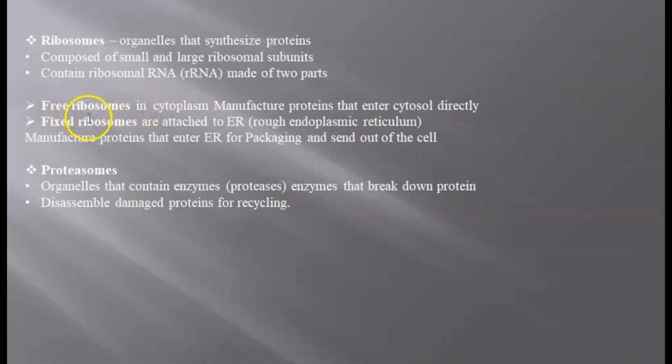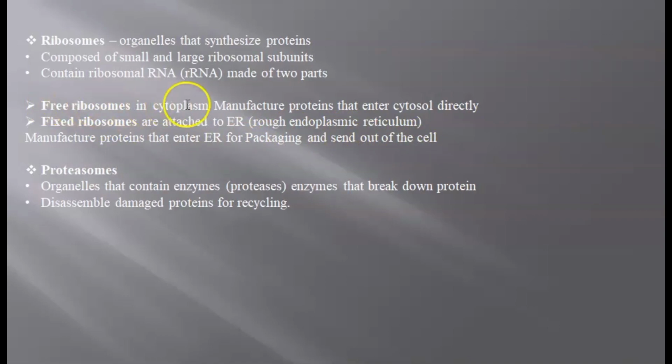So this free ribosome is used to synthesize protein, but the protein that the free ribosome synthesizes enters the cytosol directly. Then we have fixed ribosomes, which are attached to the endoplasmic reticulum. It is also used to manufacture proteins, but these enter the endoplasmic reticulum for packaging and sending out of the cell.